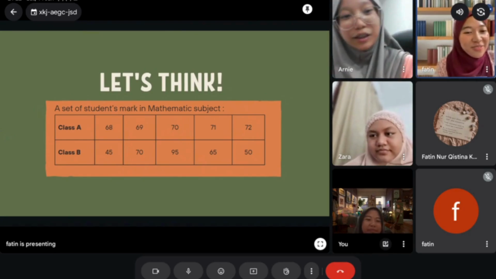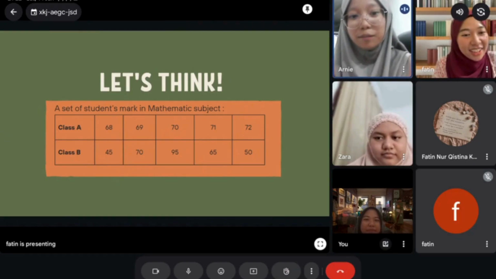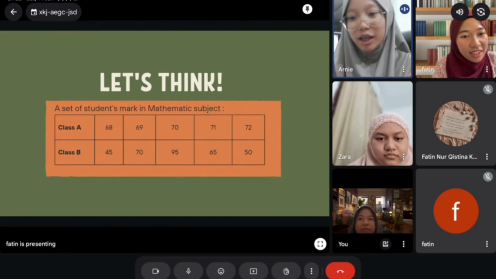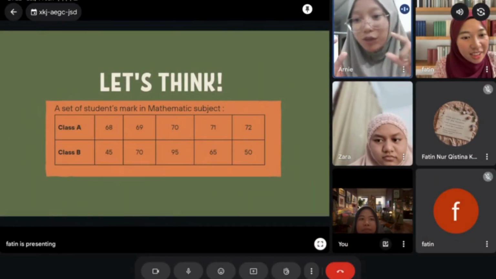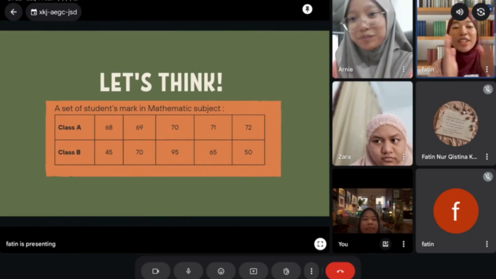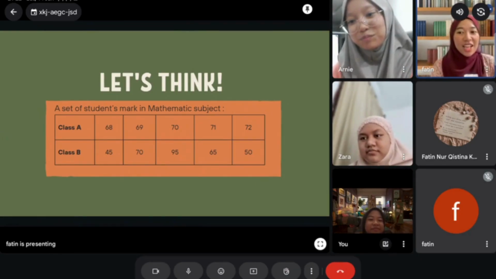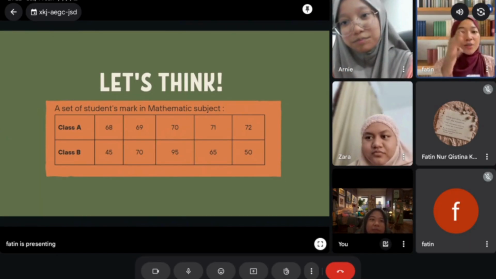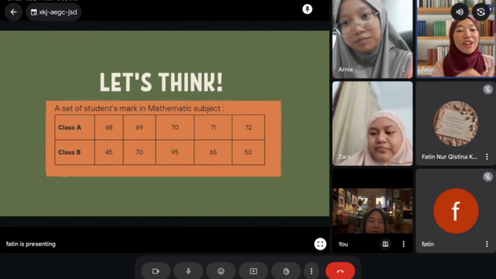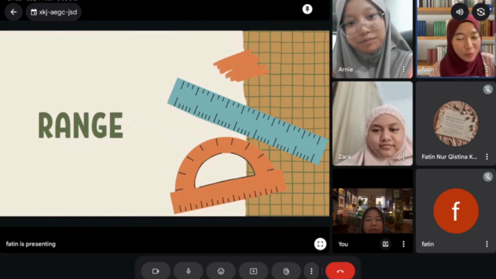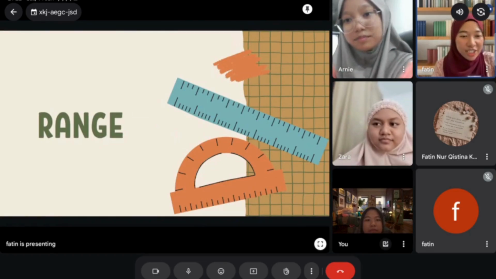Okay, Arni, go. By the state of students' marks in mathematics subject, class A students' marks are quite close to each other. The range is very small. And class B, the range is too far from each other. Yeah, that's correct. Both of you give a good explanation. So basically today we will learn something that helps us compare how spread out data is, and it is called range. Okay? So in your own words, what do you understand about range?